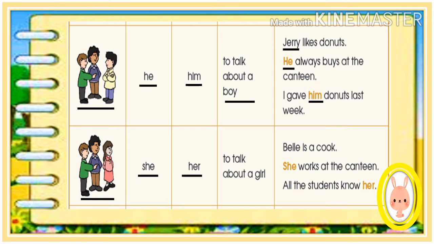Then next, the subject pronoun is she and then the object pronoun her. And the function of she and her is to talk about a girl. Belle is a cook. So Belle is a girl. So we use she at the canteen and all the students know her. So what are the pronouns in the sentence? She and her.